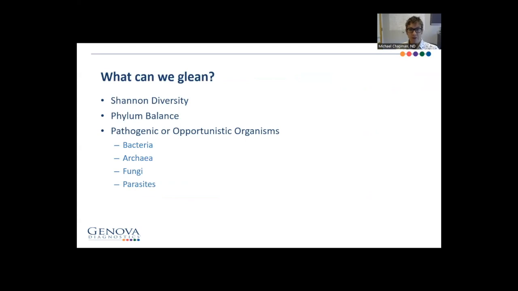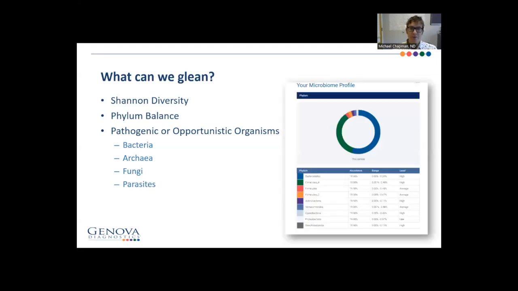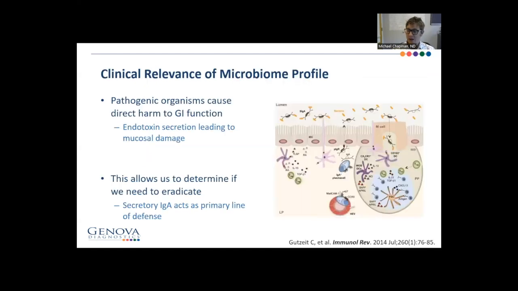Things that we can glean from whole genome sequencing that we might not be able to get as accurately elsewhere are things like the diversity of the microbiome. We look at that with respect to what's called the Shannon diversity. We have the overall balance of the different phyla, and you can sometimes see what we call a donut chart here to tell you the proportions of different types of bacteria. And you can also just as easily find pathogenic or opportunistic organisms. So that is really, really important when it comes to microbiome assessment. And you can find that in our test called the Microbiomix. That's a whole genome sequencing test that's available as an add-on to the GI-FX or as a standalone.